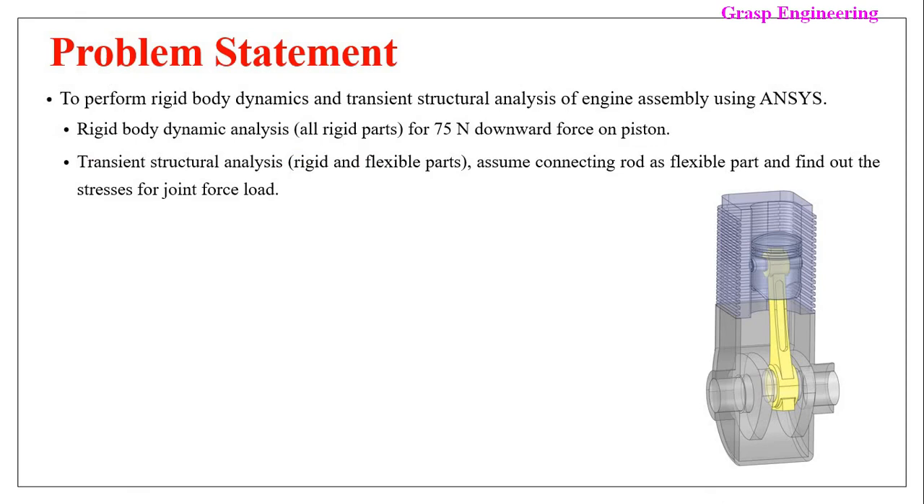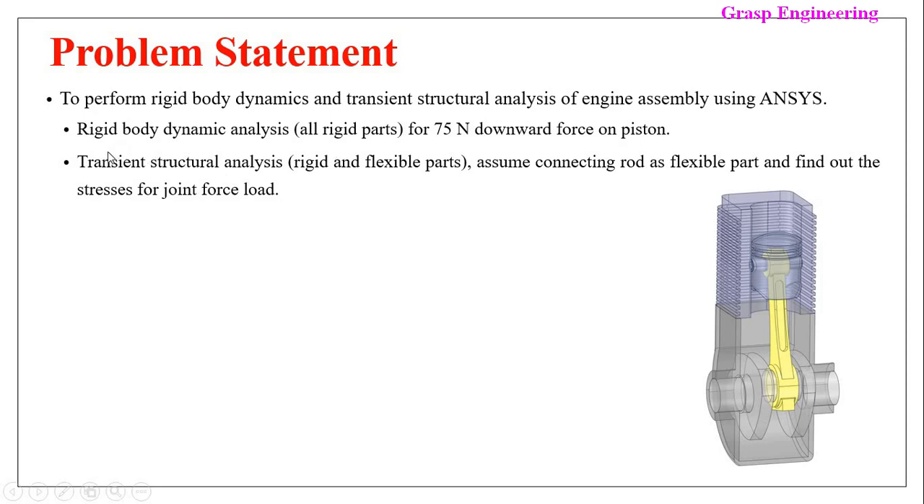This slide represents the actual problem statement of our present video. Here it says to perform a rigid body dynamic as well as transient structural analysis of an engine assembly using ANSYS. As we know, an engine may consist of the outer casing, the crankshaft, the connecting rod, the pin which connects the connecting rod and piston, and the piston. These are the major components of any engine assembly. For the present analysis we are considering a simplified single cylinder engine.